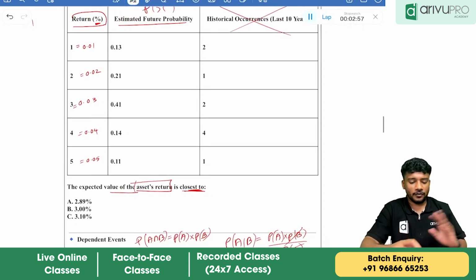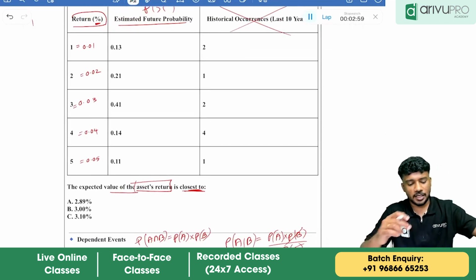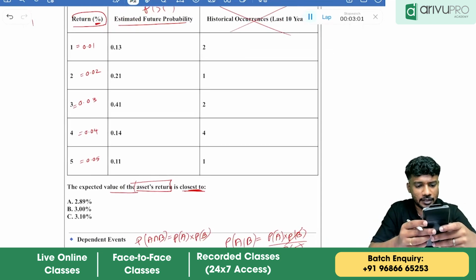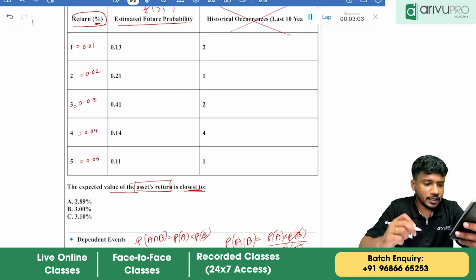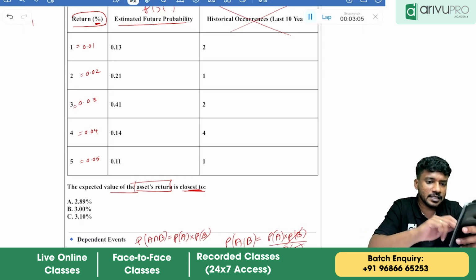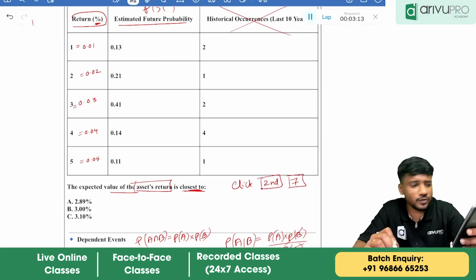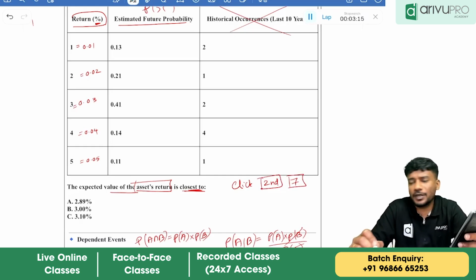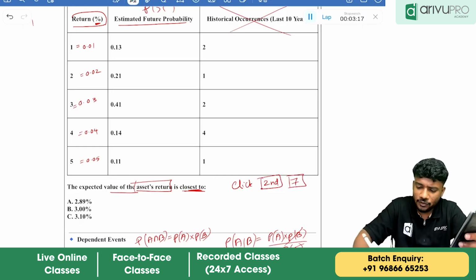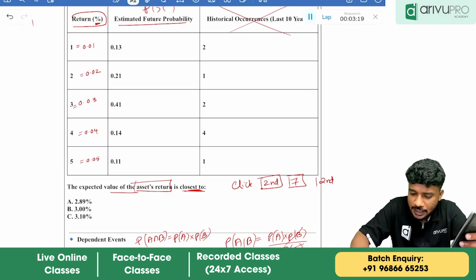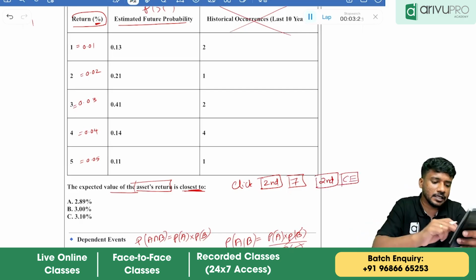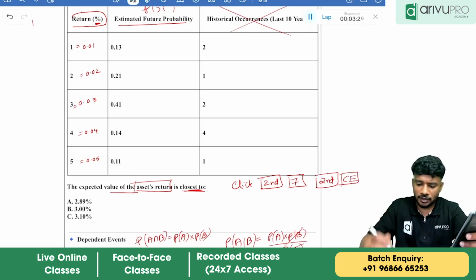Now we will take our calculator. In our calculator, we will first click second and 7. Why second and 7? Because we are going for the data. Okay, data is over there. Then clear work. Click second and clear CE. That means all the values are gone.